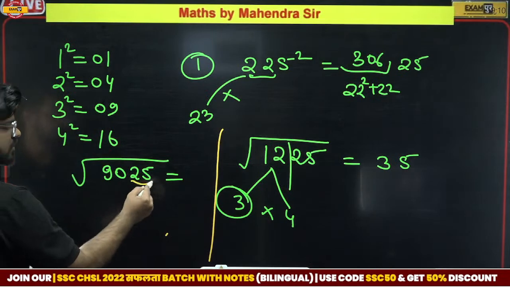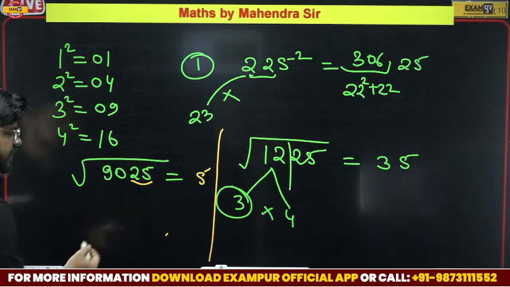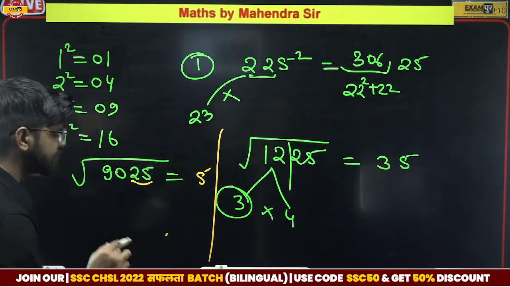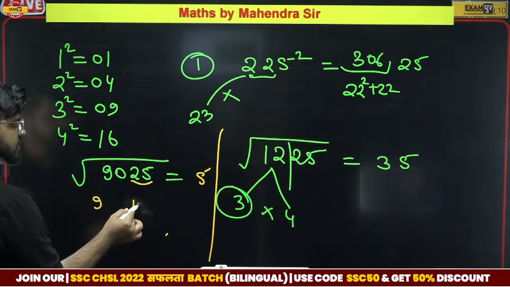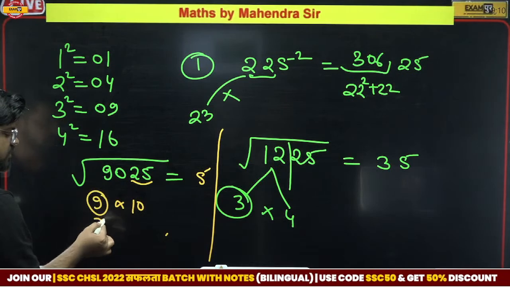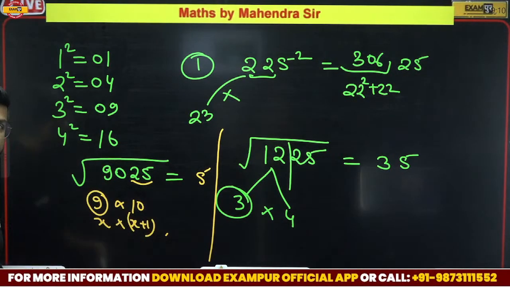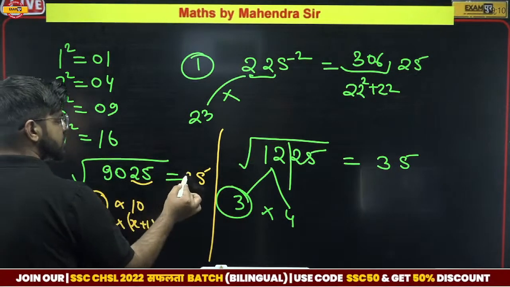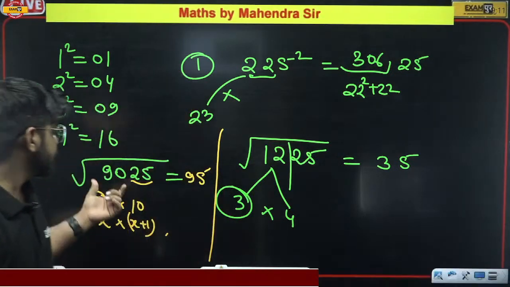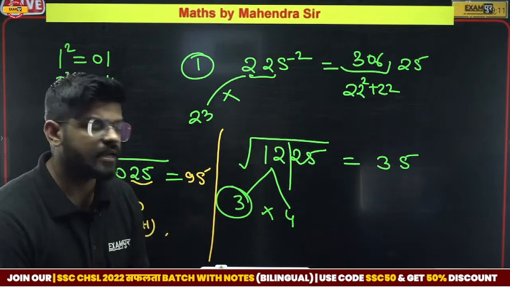So the last two digits are 25. That means my unit digit is 5. Here we have 90. So 90 comes between the squares of 9 and 10. That's why it is the multiplication of these two, and we take x, because this is nothing but x into x plus 1, right? It is in the form of x into x plus 1. So that's why it is the square of 95, and its square root will be 95.